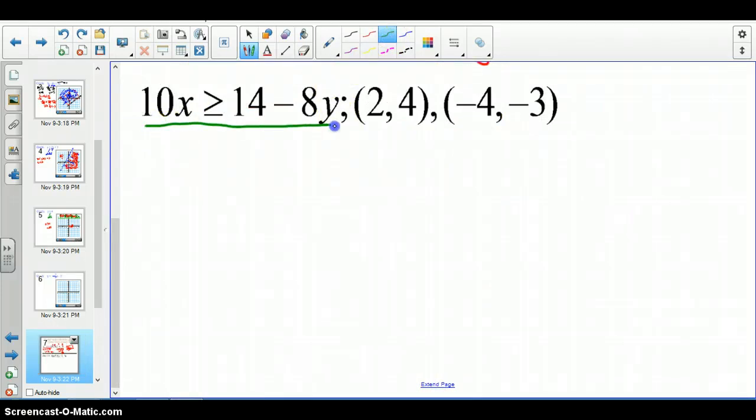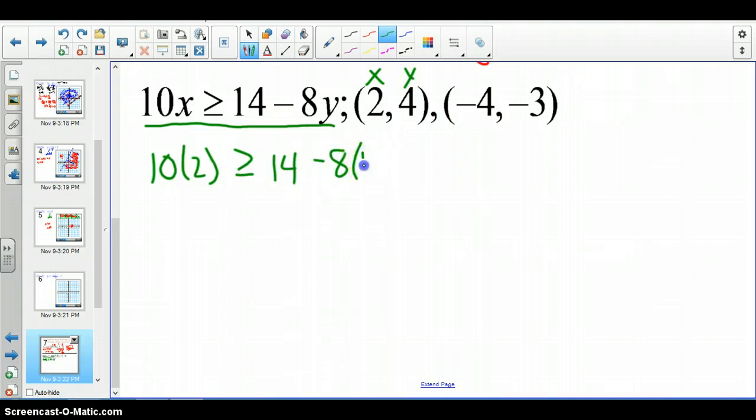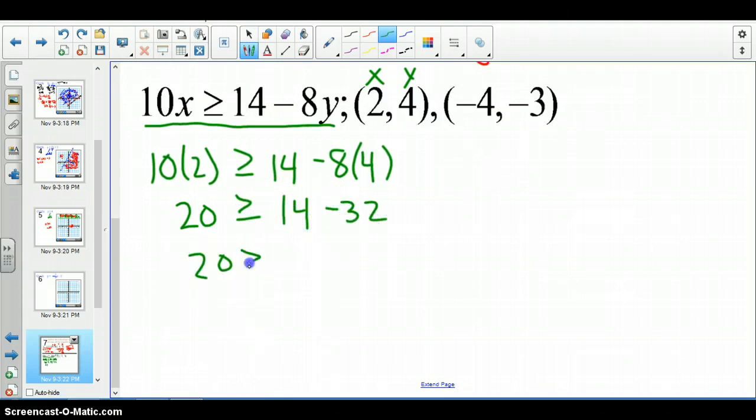So here's our inequality with this one. Here's my x, here's my y. For my first one, plug those numbers in. 10 times 2, greater than or equal to 14 minus 8 times 4. 10 times 2 is 20, greater than or equal to 14 minus 32. Is 20 greater than or equal to negative 18? Yes. So we're good with that one.